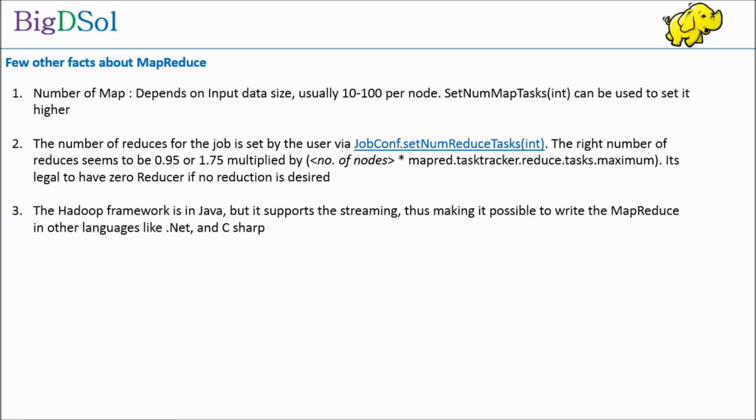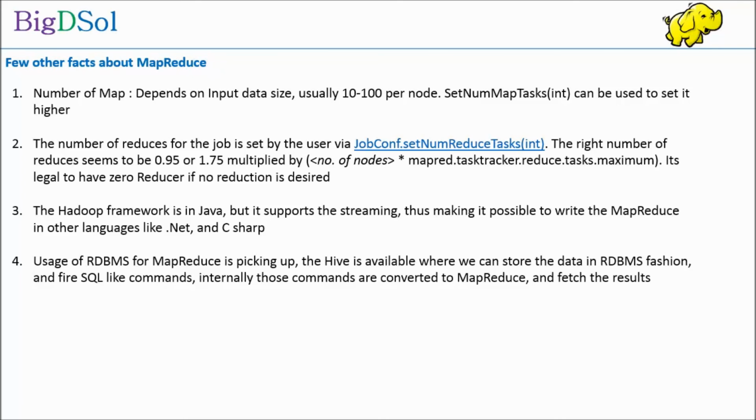The Hadoop framework is in Java, but it supports streaming, thus making it possible to write MapReduce in other languages like .NET and C#. Usage of RDBMS for MapReduce is picking up. Hive is available where we can store the data in RDBMS fashion and fire SQL-like commands. Internally those commands are converted to MapReduce and fetch the results.